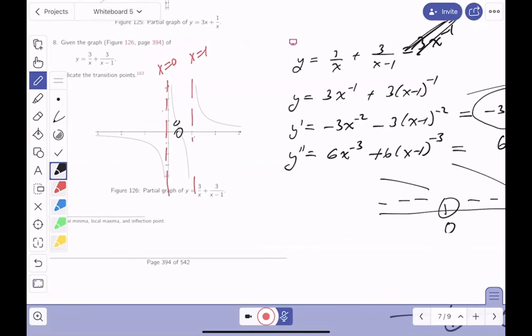So let me just get my eraser out again. Really screwing up today, aren't I? So point of inflection is right over here. All right. It's concave down below the 0. It's concave up between 0 and a half, concave down between a half and 1, and then concave up afterwards. All right. So point of inflection. Let's go to the next page.